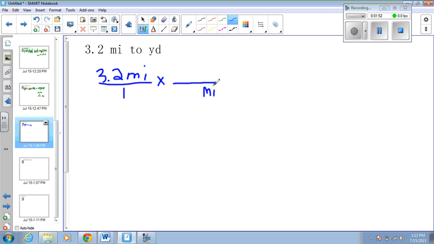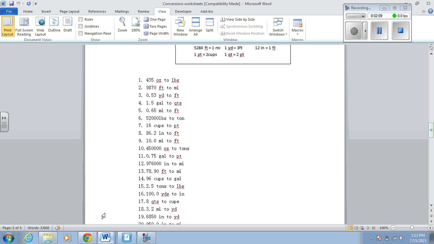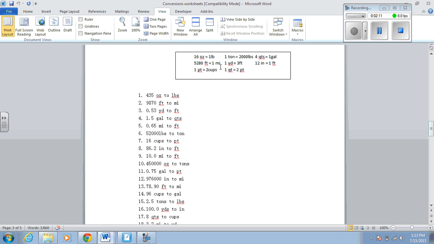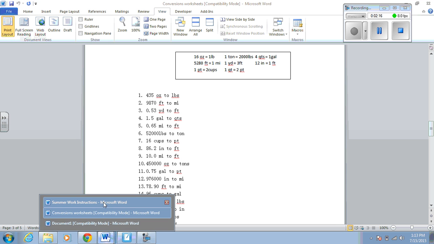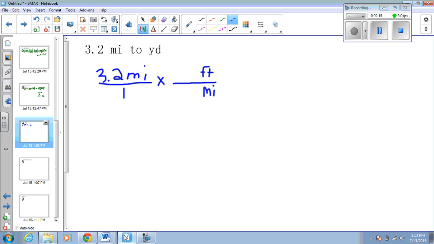What you're converting from has to go diagonally. And again, we said we don't have a miles to yards, so we're not going to write yards up here, but I can go from miles to feet. It looks like I have a miles to feet conversion, and 5,280 feet is 1 mile. So if I look back, we have 5,280 feet in 1 mile.